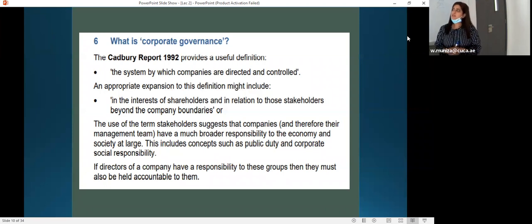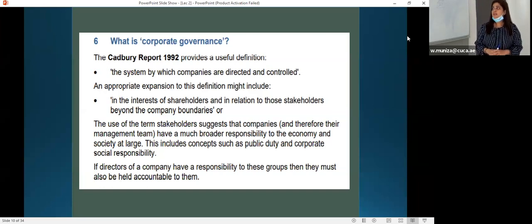What does your book say about corporate governance? They say the Cadbury Report 1992 provides a useful definition: the system by which the companies are directed and controlled. And what is the theory behind this Cadbury Report I have told you? A committee was formulated in order to gather insights into why the companies are collapsing. So the Cadbury Report tells that the companies used to collapse because there is weak corporate governance.